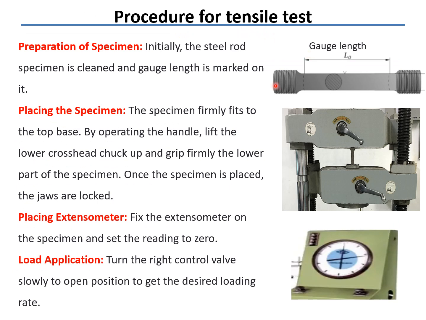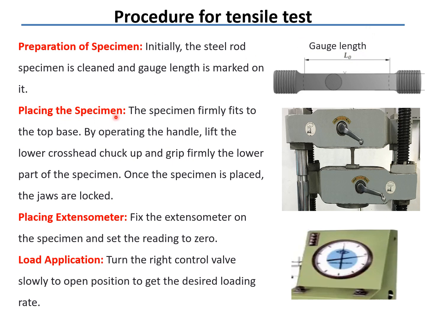Now the procedure for the tensile test. The first one is the preparation of the specimen. Initially, the steel rod specimen is cleaned and the gauge length is marked on it. So this is the shape of the specimen. You see the circular cross section. We mark two lines, and the distance between these two lines is known as the gauge length. So that is the length under observation.